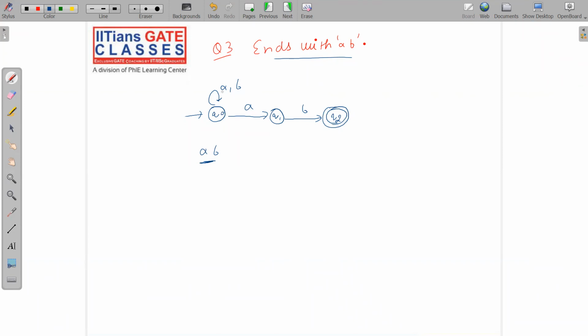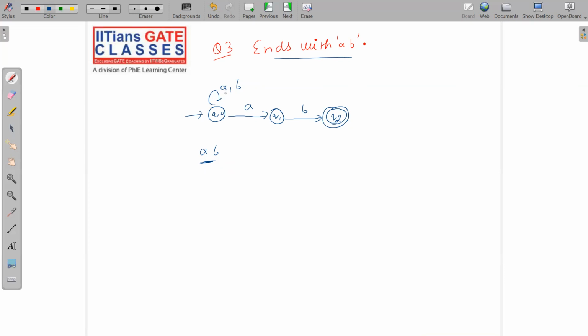You can think that AB can be here also, but this will all be repetition. I have told you many times that there should be at least one path from the initial state which leads to the final state. So there is one path. That's why AB is accepted. So we can move AB here also, no?